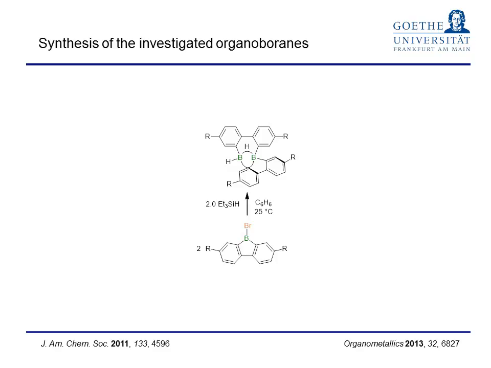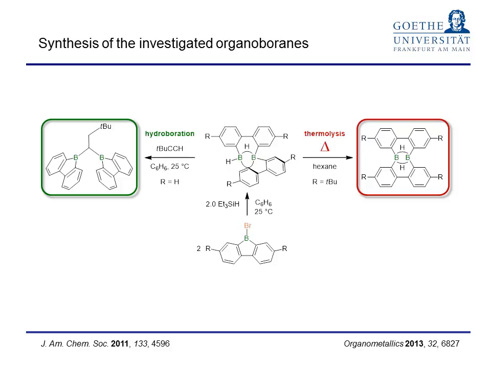In the following slide, the synthesis of the investigated organoboranes will be shown. Starting from 9-bromoborafluorene, triethylsilane was used to furnish the dimer of 9H-borafluorene via bromine-hydrogen exchange. This dimer can be used in a hydroboration reaction with tert-butyl acetylene to generate a diboramethane, as seen on the left, or, upon elevated temperatures, a rearrangement reaction takes place so that the symmetric diborane(6) derivative on the right is obtained.